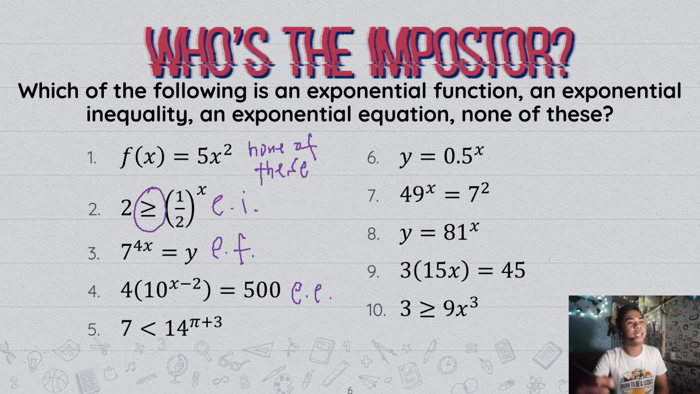How about this one? 7 is greater than 14 raised to pi plus 3. Remember that pi has a value of 3.1416 and so on. Therefore, pi there is an irrational number and pi is not a variable. So number 5 is none of these.